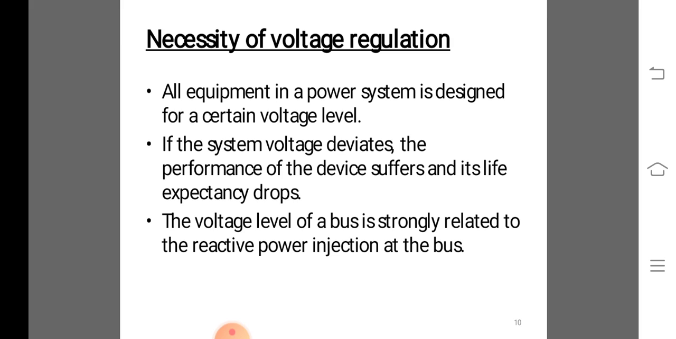Then performance of the AVR loop. The purpose of the AVR loop is to maintain the generator terminal voltage within an acceptable value. A static accuracy limit in percentage is specified for the AVR, so that the terminal voltage is maintained within that value. For example, if the accuracy limit is 4%, then the terminal voltage must be maintained within 4% of the base voltage.